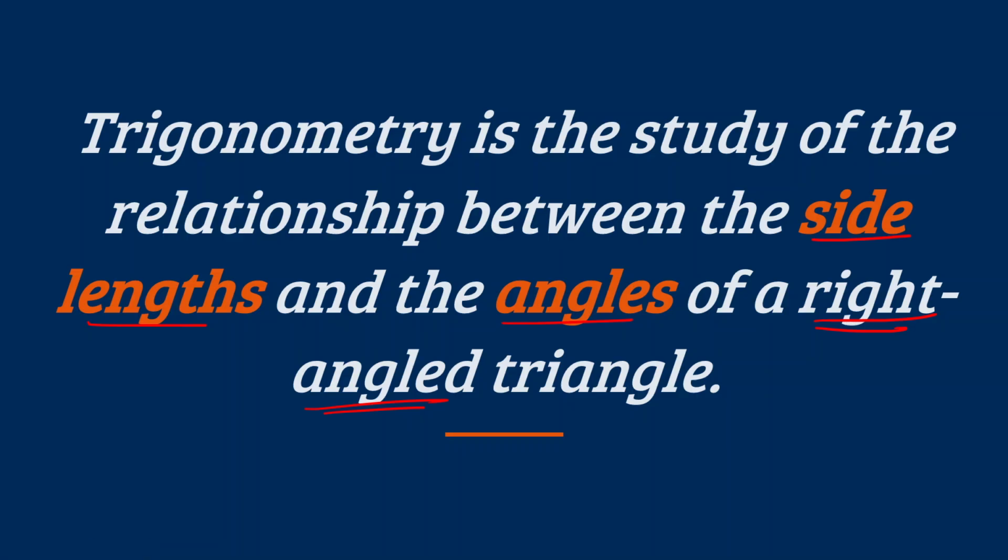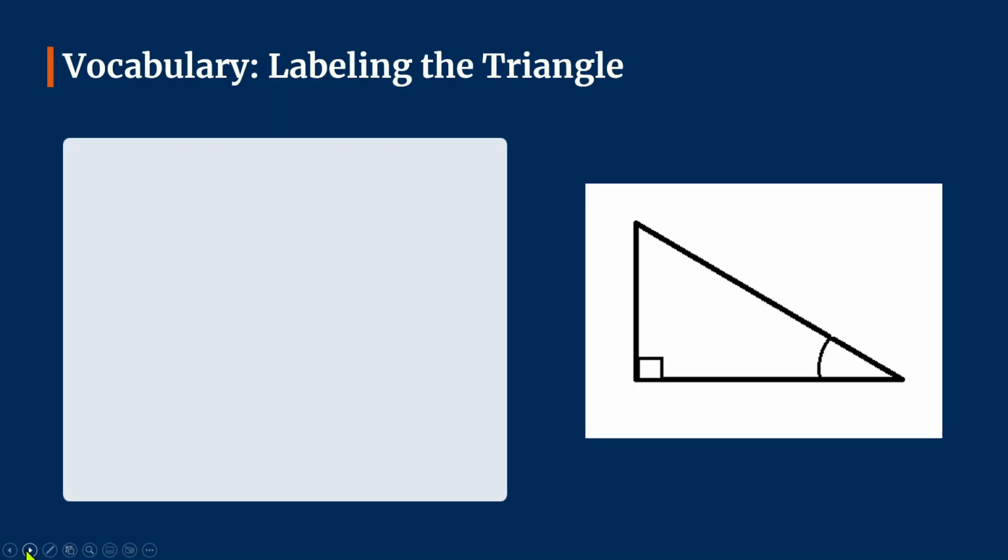So we're finally going to be able to develop or look at some problems where we know angles and sides, and we can use them together to do some work with triangles. So there's some vocabulary we need to start with. So there's my right-angled triangle.